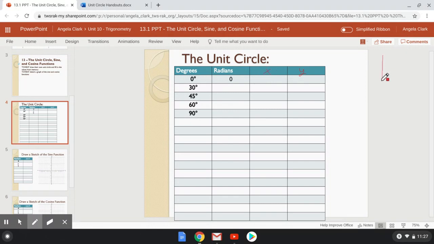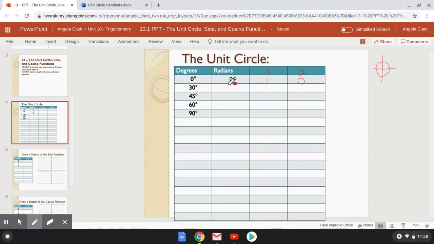I'm just going to draw a very rough sketch of the unit circle over here. So at 0 degrees or 0 radians, we're here, right? We're on the positive x-axis. So x is going to be 1. So cosine of 0 is 1. Sine of 0 is 0. Y is 0. Okay? Then at 30 degrees for radians, remember it's times pi and divide by 180.